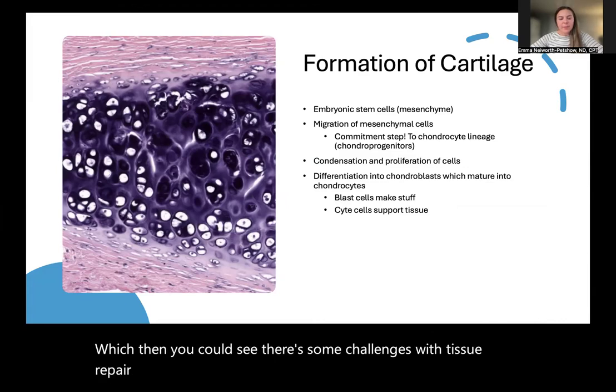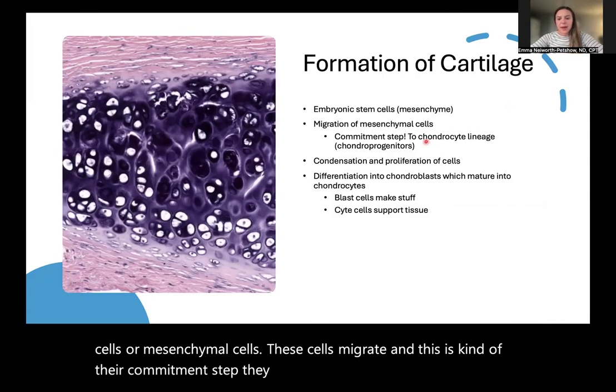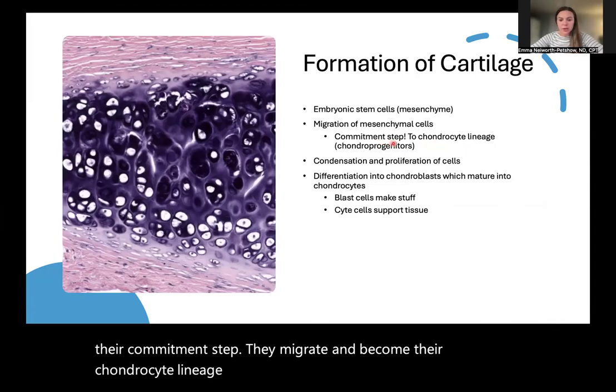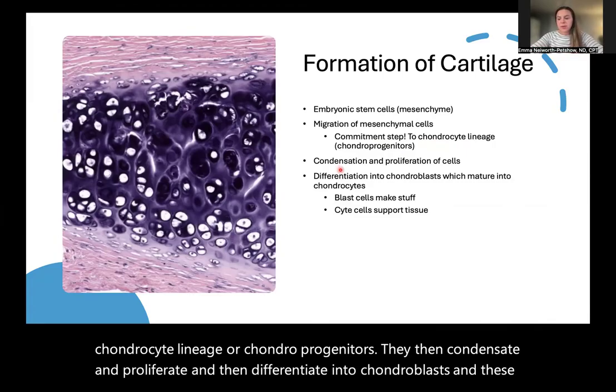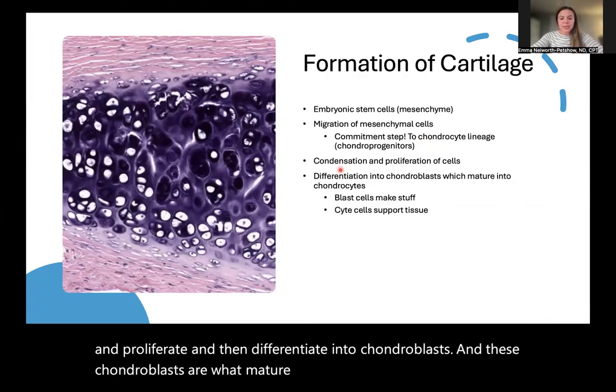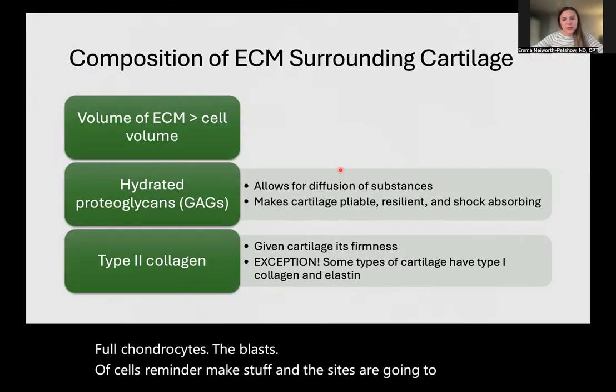Cartilage forms via embryonic stem cells or mesenchyme cells or mesenchymal cells. These cells migrate, and this is kind of their commitment step. They migrate and become their chondrocyte lineage or chondroprogenitors. They then condensate and proliferate and then differentiate into chondroblasts. And these chondroblasts are what mature into full chondrocytes. The blasts of cells, reminder, make stuff, and the cytes are going to be cells that support tissue.